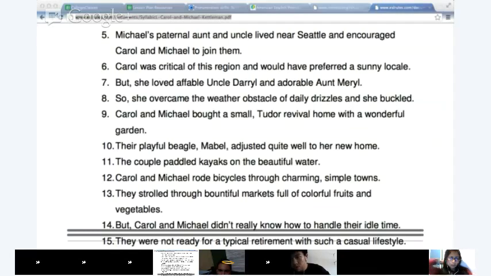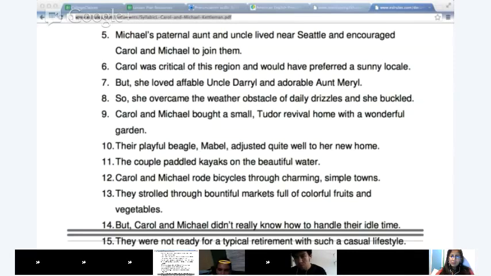Go ahead, Philip. Carol and Michael bought a small Tudor Revival home with a wonderful garden. Tudor or Tudor? Okay. Tudor. Yep. And then Ronald. Go ahead. Carol and Michael bought a small Tudor Revival home with a wonderful garden. Okay. And then the next one here.